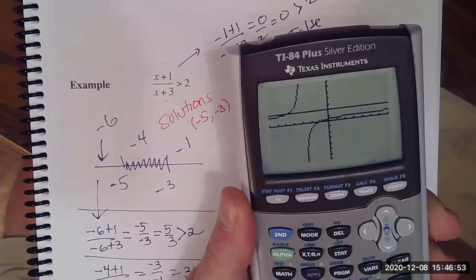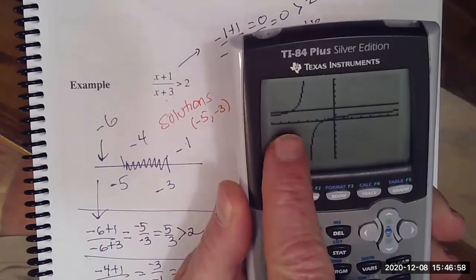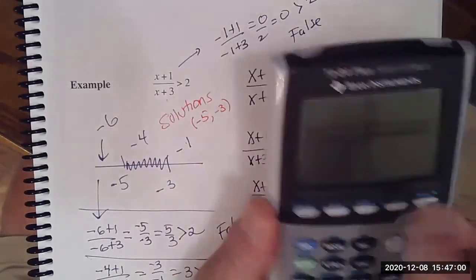Let's see. I can see my answers from -5 to 3. That would be over here, -5 to 3. -5 and -3.